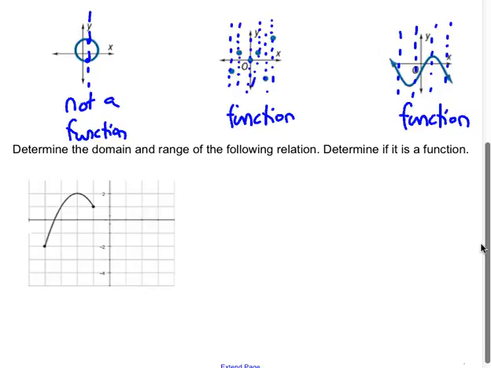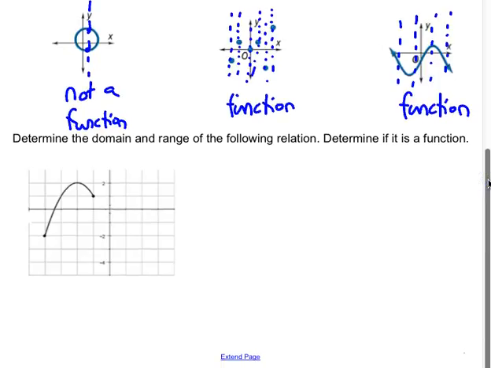So really quickly, let's just review the skills we've gone through so far in Chapter 2. I have one more example for us, and it's asking us to determine the domain and range and determine if it is, in fact, a function. So domain. Remember, when you hear domain, you should think x values. So let's investigate what x values are being used here.